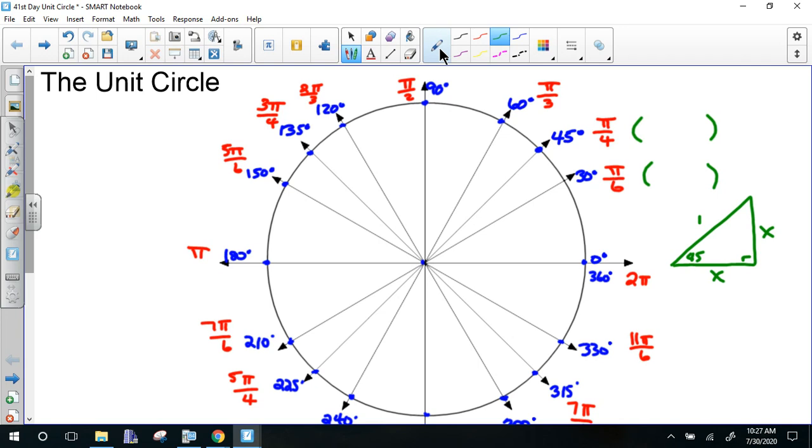The leg of a 45, 45, 90 is x, and the hypotenuse is x square roots of 2. Well, if I take x square roots of 2 and set it equal to 1, I can solve for the legs. I need to divide by square root of 2. I get x equals 1 over square root of 2. I can't leave a denominator as a radical, so I multiply by the conjugate. And I get x equals square root of 2 over 2.